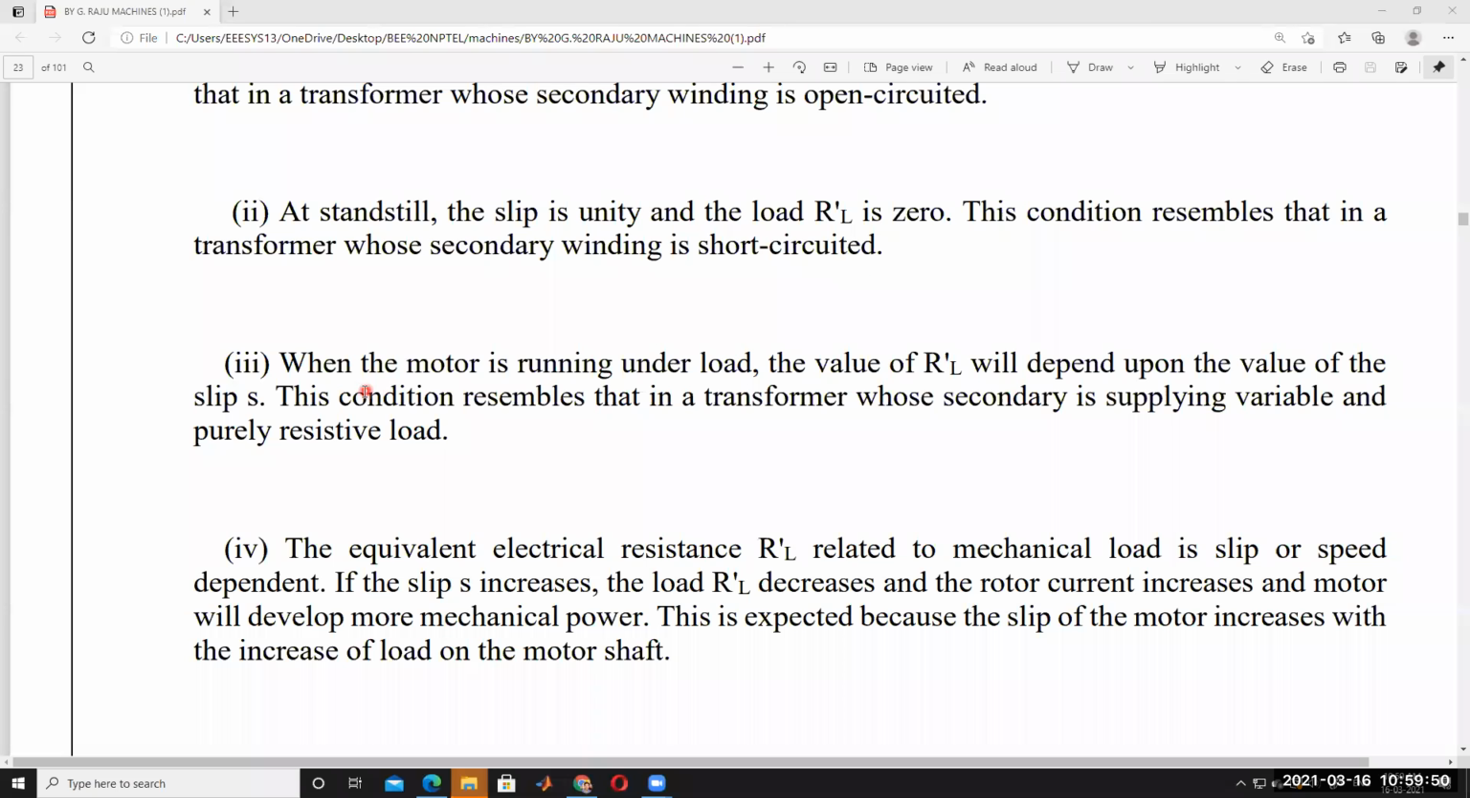Okay. And then when the motor is running under load, the value of RL will depend upon the value of the slip. Understood? When the motor is running under load, the value of RL(1-s)/s, that is called load resistance, will depend upon the value of the slip. The slip condition resembles a transformer whose secondary supply is variable and a purely resistive load. So like this. This is about the equivalent circuit of induction motor.